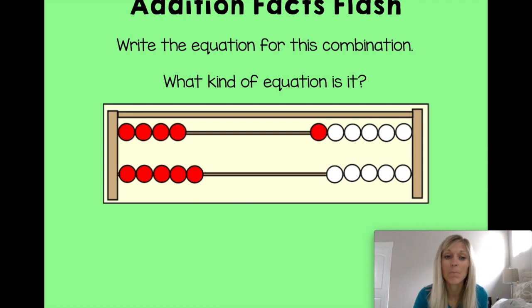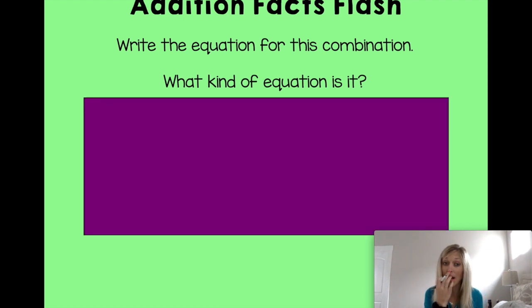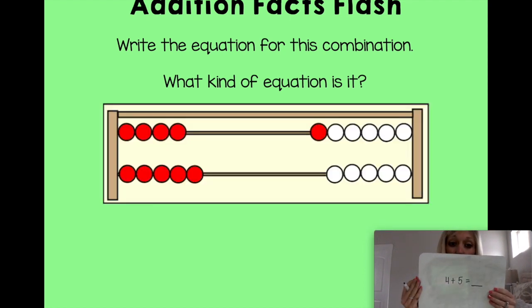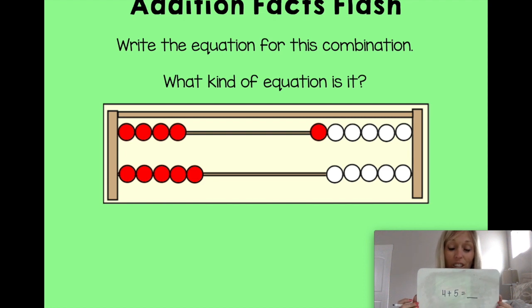How many on the top? How many on the bottom? I'm going to see if I can cover this one up and you can still solve it. All right, write your equation. The top plus the bottom. All right. Does your equation look like this? 4 plus 5. What addition strategy can you use to help you solve this problem?